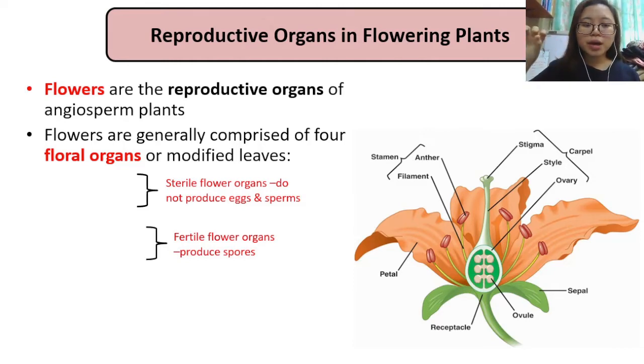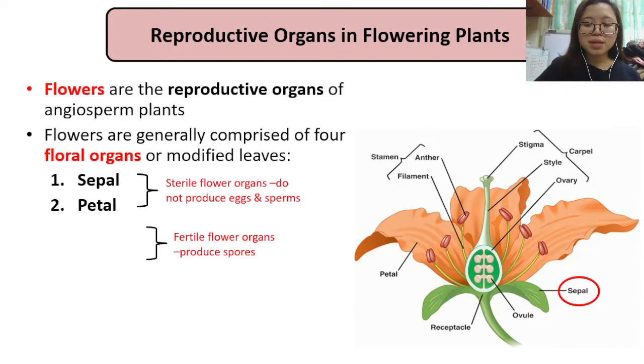And some of them are sterile flower organs, which means they don't produce the egg and the sperm. And some of them are the fertile flower organs, which means these are the ones that will produce the spores, or we can also say it is the egg and the sperm. Okay, so let's look at those 4 floral organs. The first floral organ is the sepal. Okay, that's this part. It's the green part that protects the flower petals before it blooms.